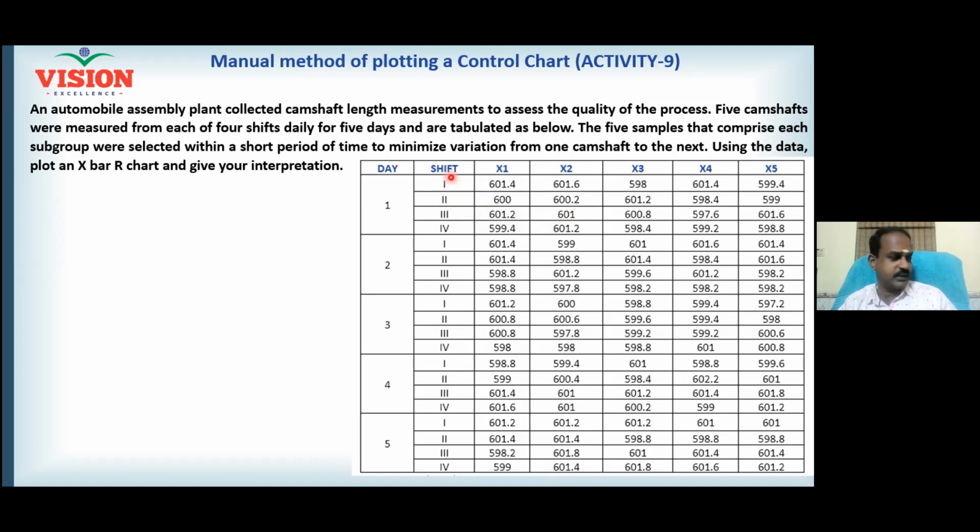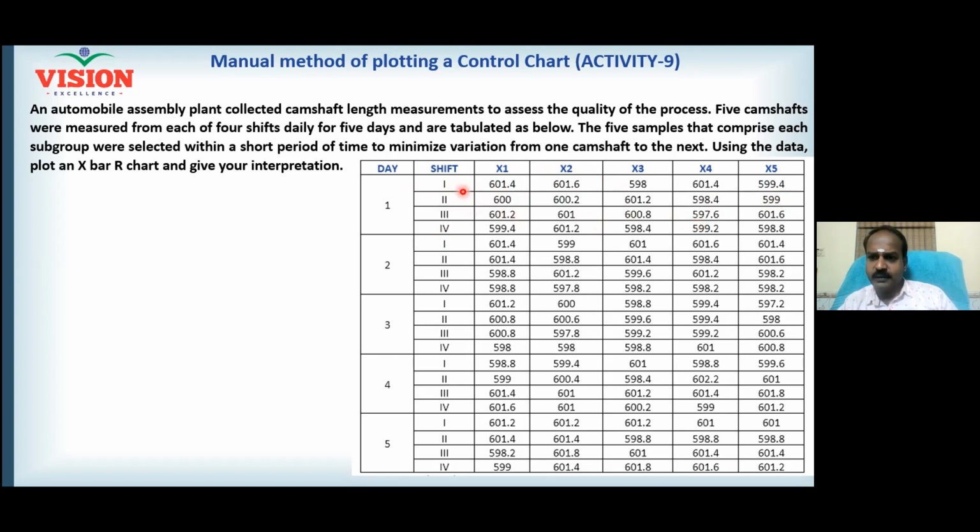Now, the company runs in 4 shifts. Shift number 1, shift number 2, shift number 3, shift number 4. Every single shift, you take 5 samples. Every single shift, how many samples do you take? 5 samples. And this number 5 is called subgroup size. It's called what? Subgroup size. And second shift, you take 5 samples. Third shift, you take 5 samples.